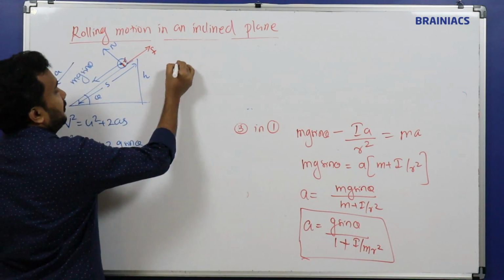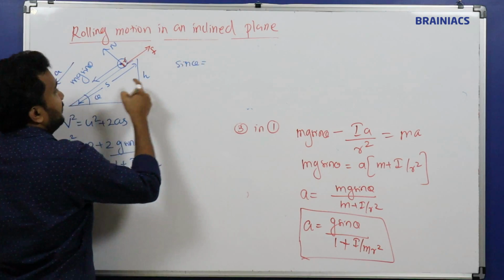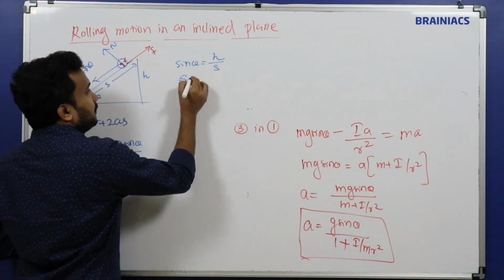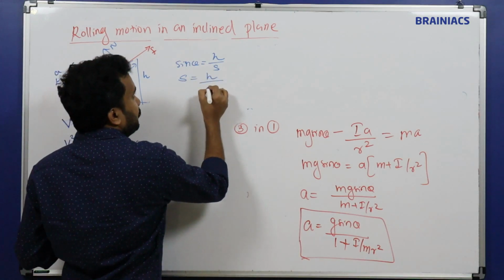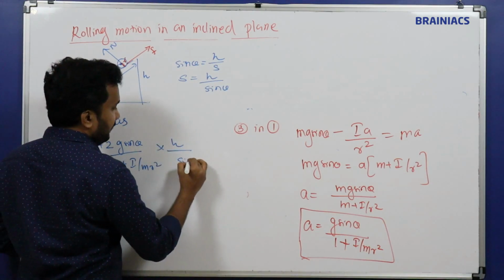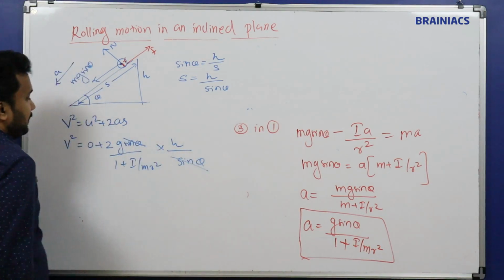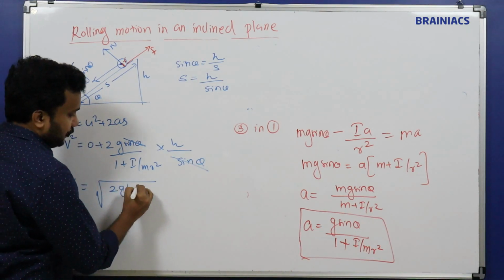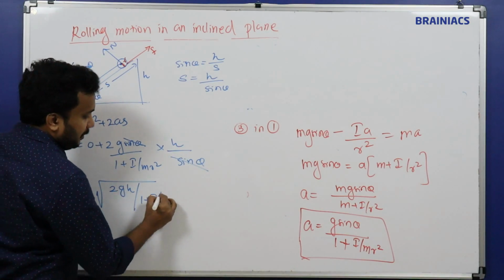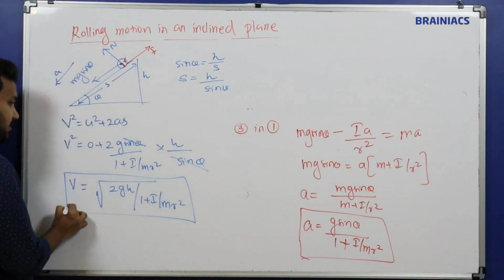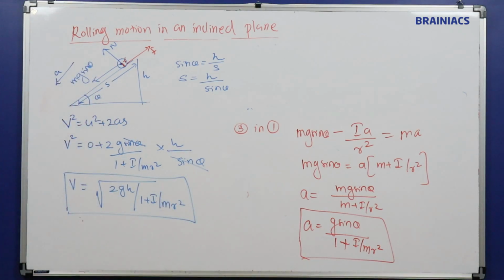If I am taking sin theta, you see sin theta is what? Opposite side by hypotenuse. So S will be equal to what? S will be equal to h by sin theta. We'll substitute here h by sin theta. So what will cancel? Sin theta cancels. So v is equal to root of 2gh whole divided by 1 plus I by mr square. Important relation for velocity. So I got a velocity equation as well, very important.